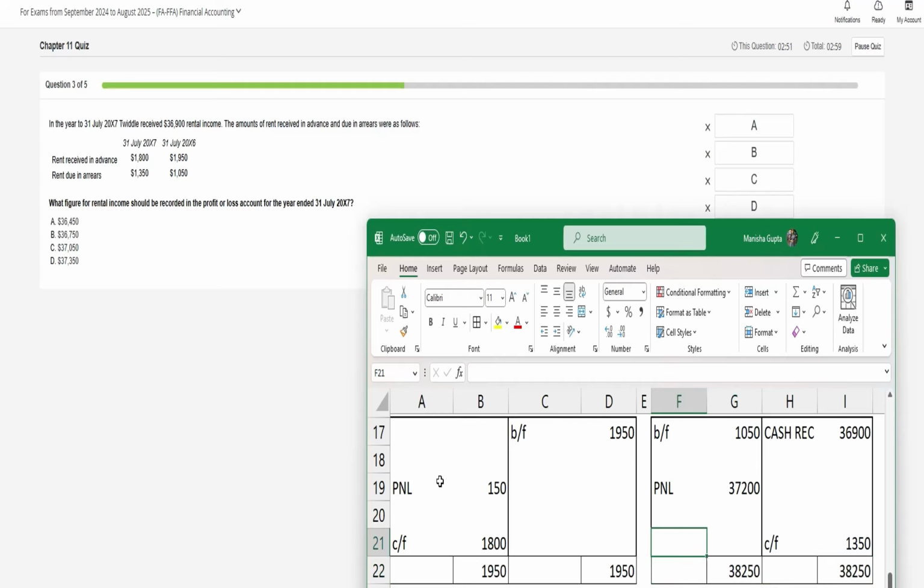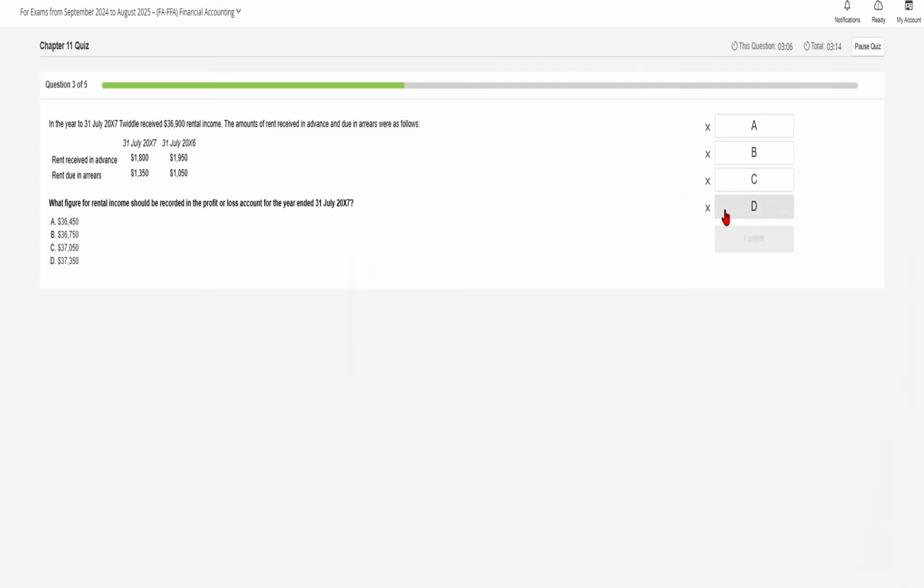So how much amount is to be shown in the P&L? This and this, which is equal to 37350. So add both of these, it will be equal to 37350, which is option D.